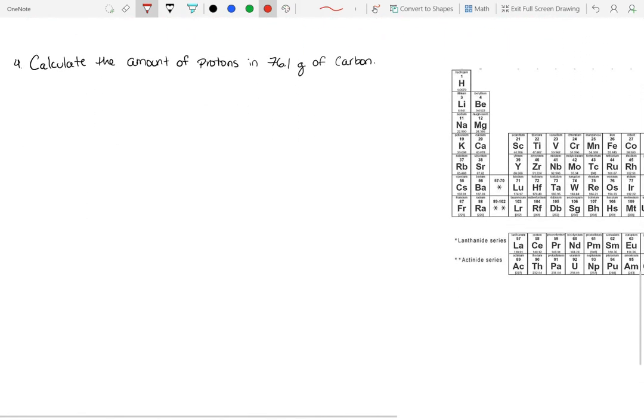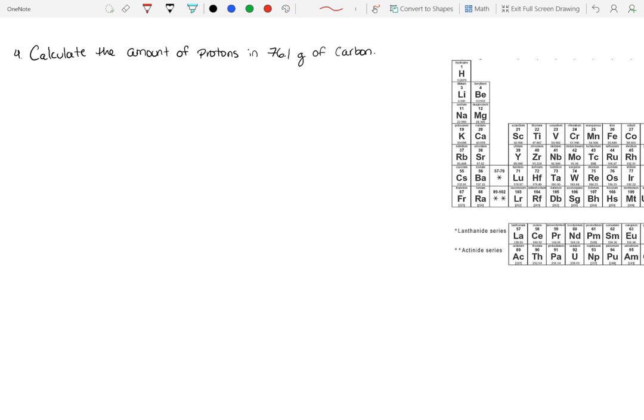Okay? So this last one here, calculate the amount of protons in 76.1 grams of carbon. Alright? So there's a question similar to this on your homework. It's actually number 3, I think. But anyways, hopefully you pay attention to this. Calculate the amount of protons in this amount of carbon. Okay, so let's go ahead and write down what we're given.